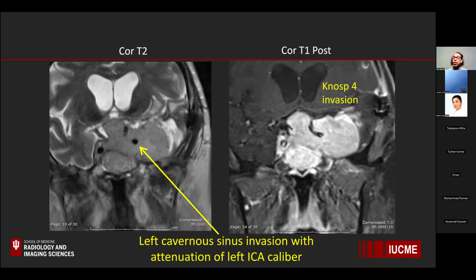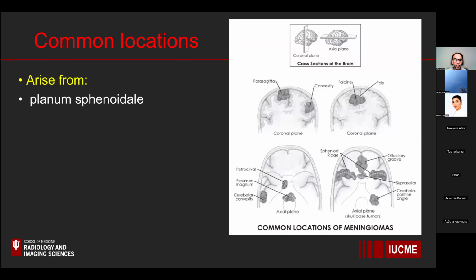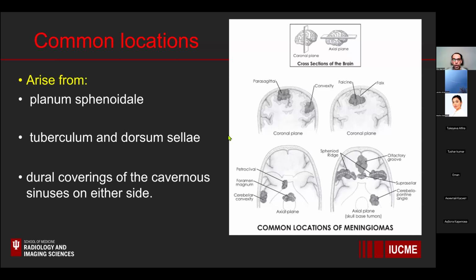An additional clue that you're dealing with a meningioma is that as the tumor invades, it actually attenuates the caliber of the ICA. It makes it smaller. Macroadenomas don't do that. Meningiomas do that because they're more cellular tumors. So when you see that narrowing of the ICA, you can be more confident that you're dealing with a meningioma. Okay. And I've shared with you where these arise from. Any bony landmark or any dural reflection really is a place where meningiomas can grow from.